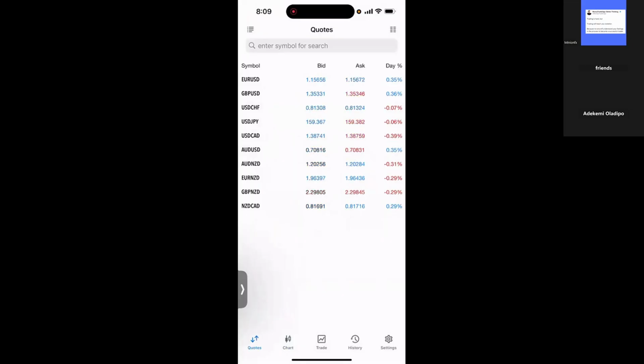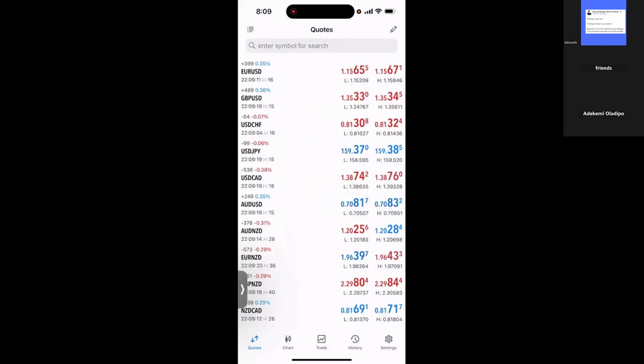All right, so this quote is where you can find your currency pairs. This is where you can also add and delete currency pairs. Now you see there's a button just under your time. Click on it once. Leave it like this. Your quote should be showing like this all the time.